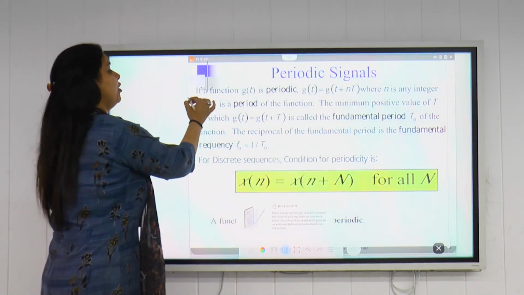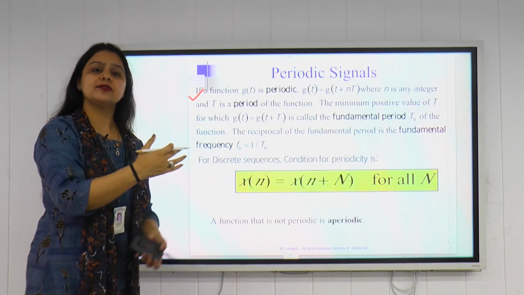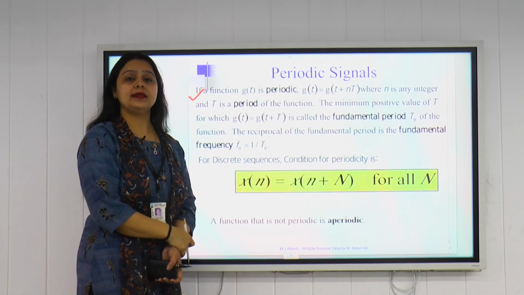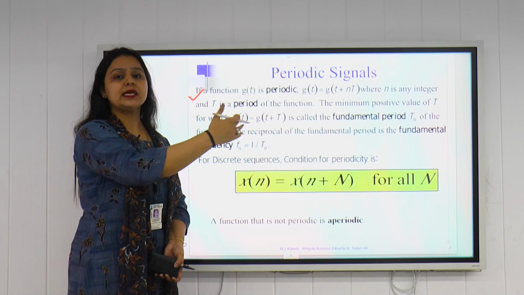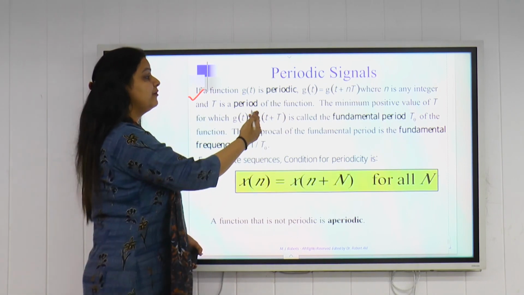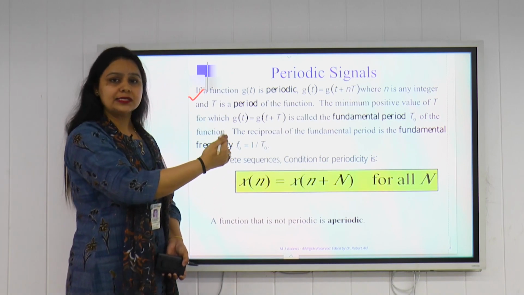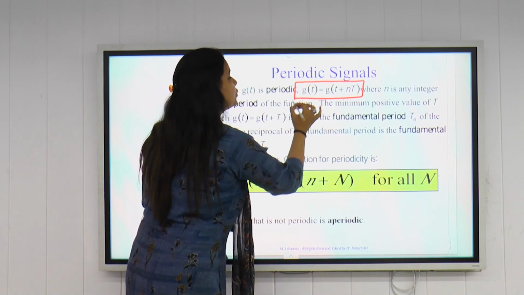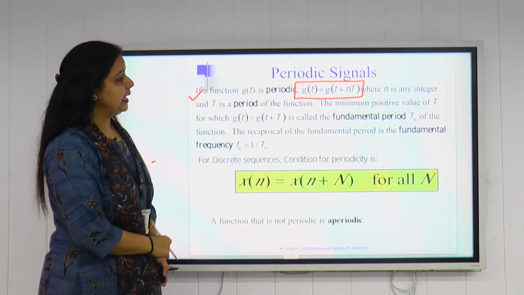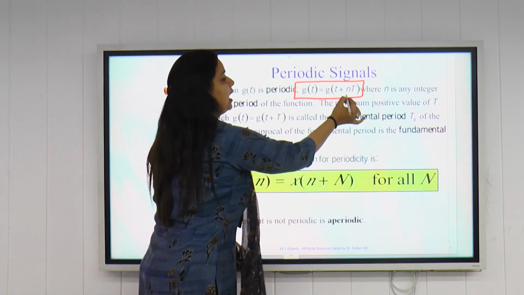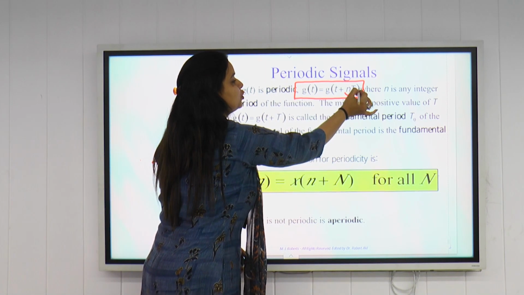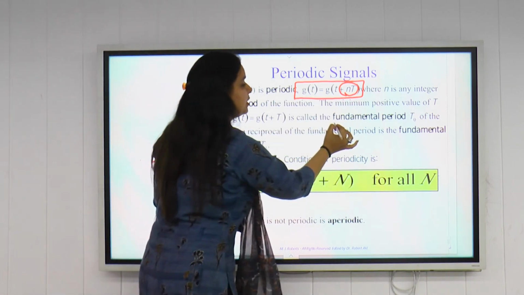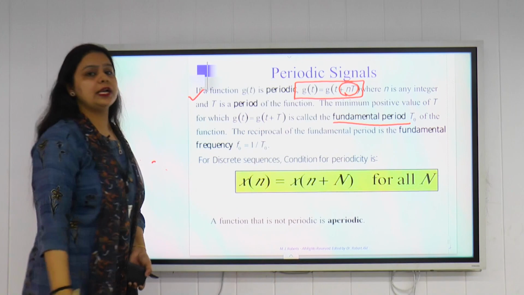So coming to the periodic signal, it's a very important signal. Any function is periodic if the signal is repeating after a regular interval of time. So I repeat, any signal is a periodic signal which repeats after a regular interval of time, and if it does not repeat, that is termed as a non-periodic signal. So the general form of the periodic signal is this one. If I consider that g(t) is any signal, if it is repeating after g(t + nT), so this T is the fundamental period after which the signal repeats.